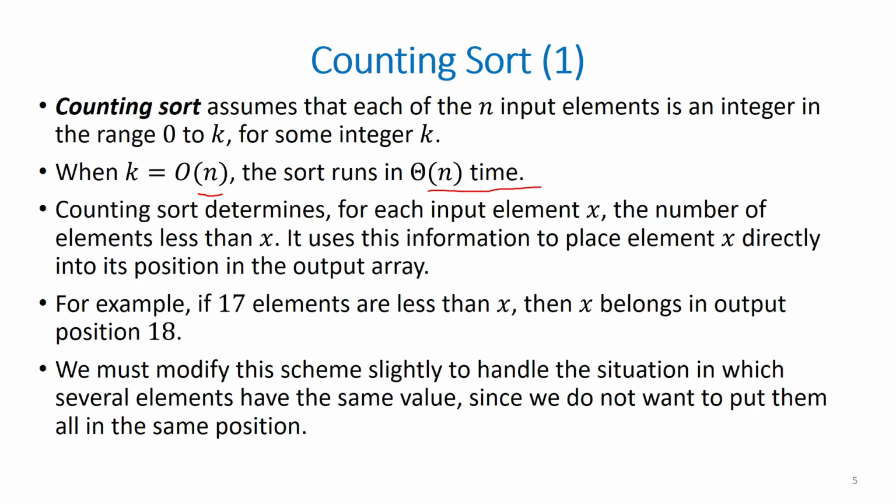So if there are 17 elements with values lower than x, then the counting sort will put x in the 18th position in the output. There, however, is a small glitch, and that is for multiple elements with the same key value, the algorithm will place all these elements in the same position. So let's see how we can take care of this.